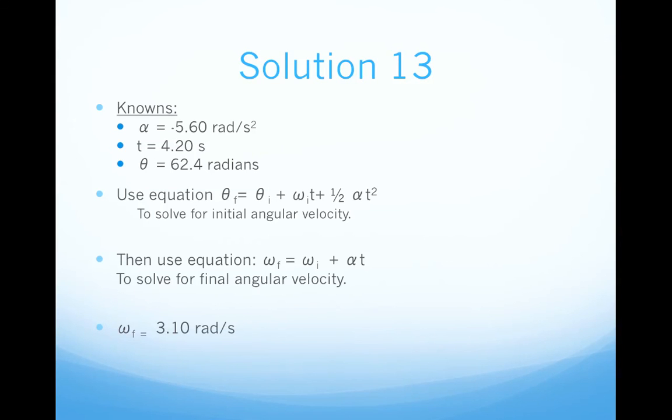First, we take all of our knowns. So we know angular acceleration, negative 5.6 radians per second squared. We know time final is 4.2 seconds. And we know position final is 62.4 radians.